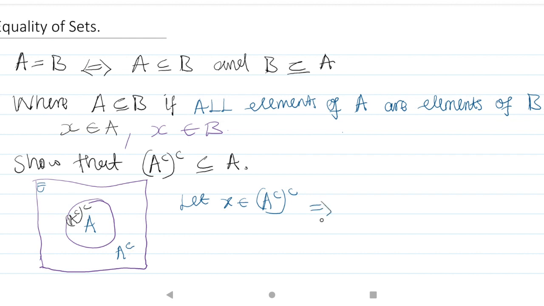So what does this imply? This implies that x is not in A complement, because x here is in A complement, meaning that it is not in A complement. So what does this imply? This implies that x is in A. Okay. Now we picked x in A complement, and we found that x is in A. So therefore we say that A complement is a subset of A.